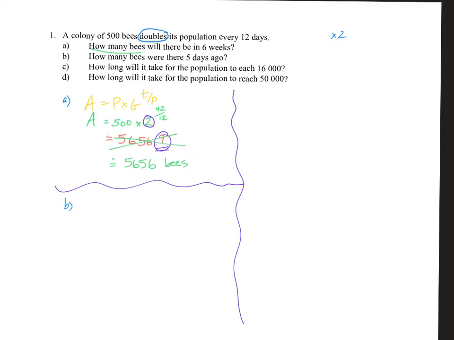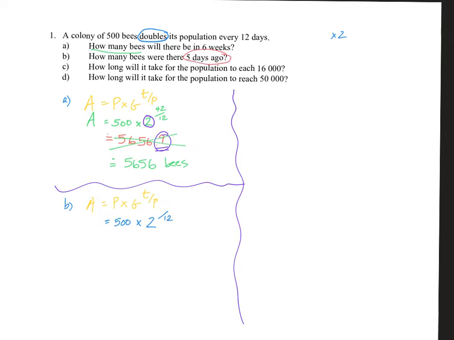Okay, let's tackle B. How many B's were there 5 days ago? Well, if I was to tackle B as if A didn't exist, then I would say I see the word doubles, and so I know that that exponential relationship applies. Okay, the question said how many B's, so I'm solving for A. That means that I started with a population of 500, and now my growth is doubling. It takes 12 days to double. How do I deal with 5 days ago?